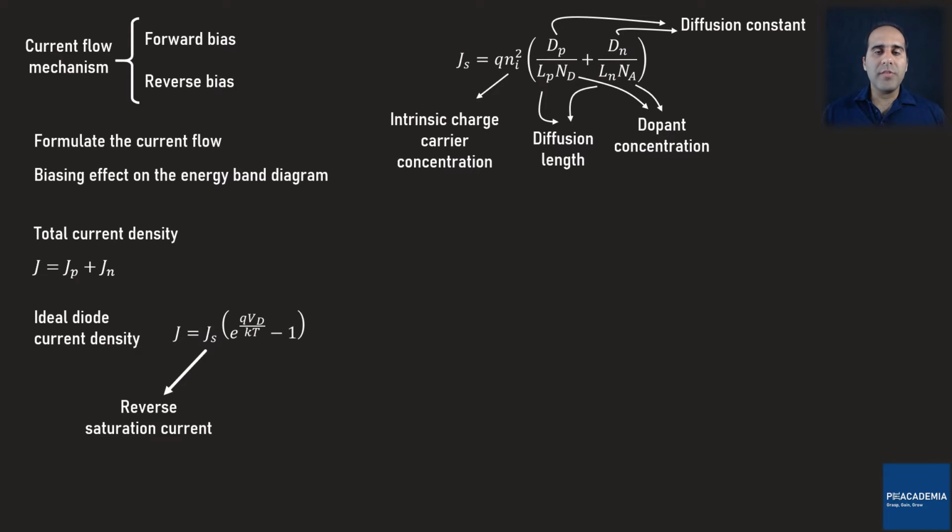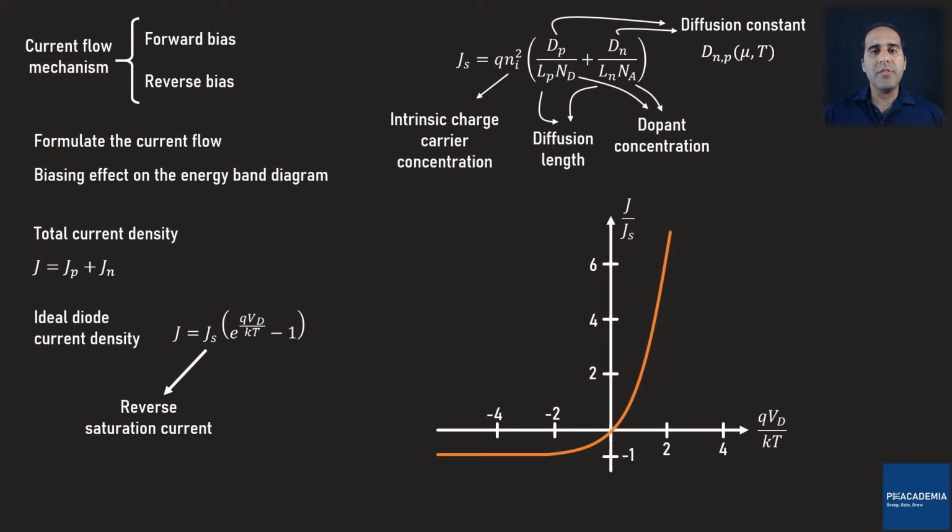The diffusion constants Dp and Dn are themselves functions of the charge carrier mobility mu and temperature. As far as I'm concerned in this course, it is enough to know what the reverse saturation current is and what parameters affect its density. In practice, you can find the quantity of the reverse saturation current in the datasheet of the device. By the way, Js is a very small quantity.